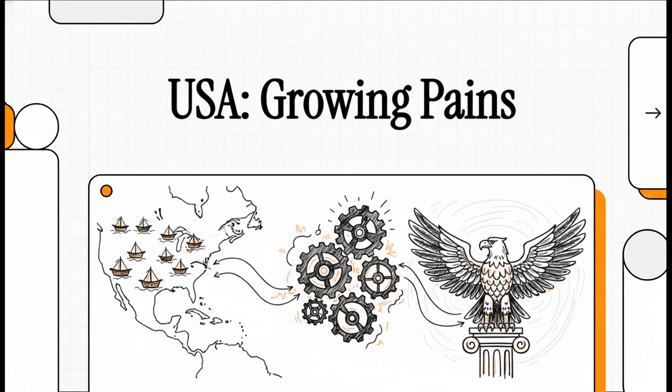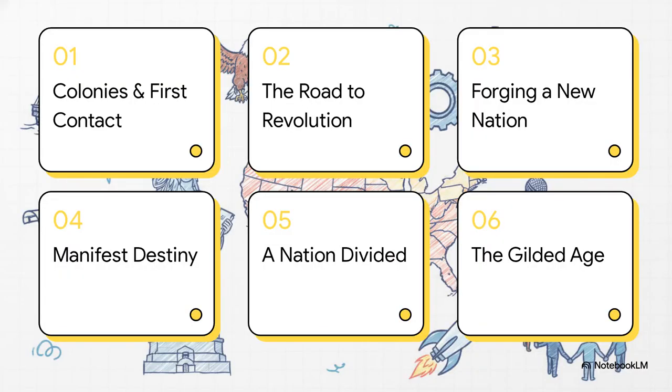What you should really take away from this explainer is a clear understanding of the massive, macro-level shifts that built this country step by step. To wrap our heads around this massive timeline, we're going to sprint through 6 defining eras. We'll kick things off with colonies and first contacts, hit the road to revolution, and then look at forging a new nation. From there, we'll dive into expansion and manifest destiny, the tragedy of a nation divided, and wrap up with the explosive growth of the Gilded Age.